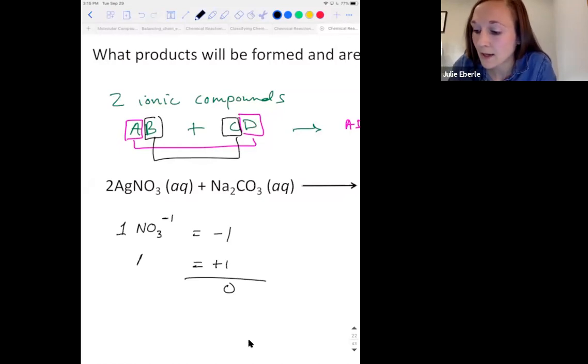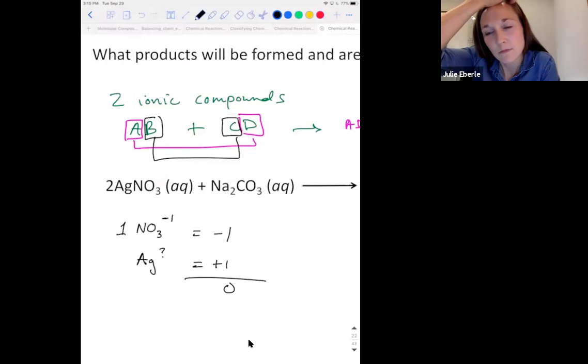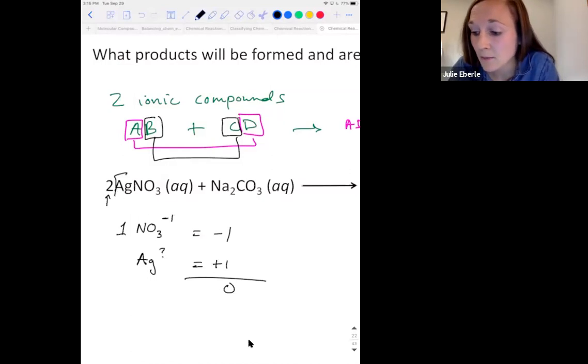So my cation here is silver. My question is, what's the charge and how many do I have? Well, first off, how many silvers are in my compound? Just one. This 2 does not mean that; it means for balancing purposes, we're going to end up with 2 molecules of silver nitrate, but within my compound, I just have 1 silver, 1 Ag. So I just have 1. So 1 times what gives you +1? There we go, +1. Silver's a +1.